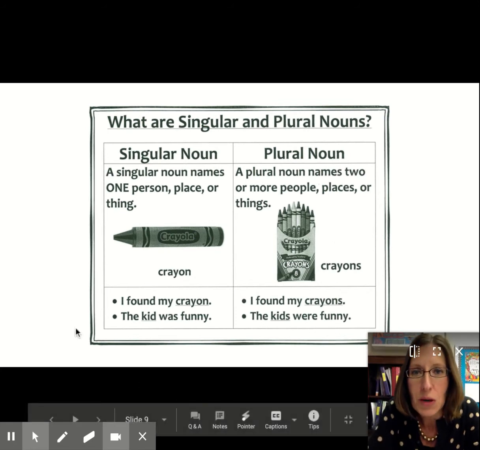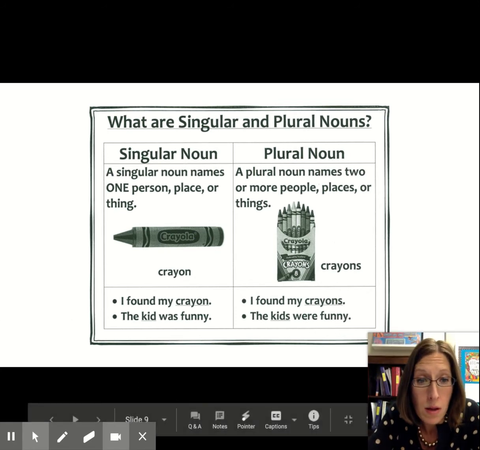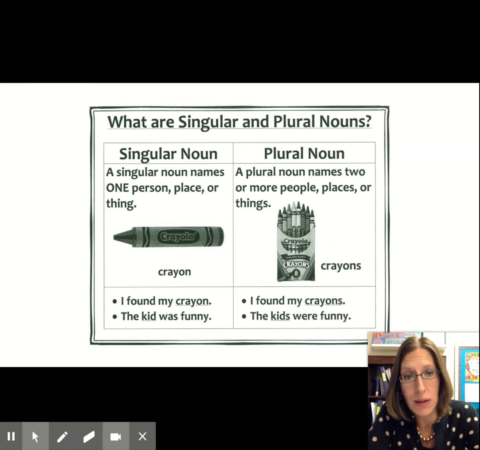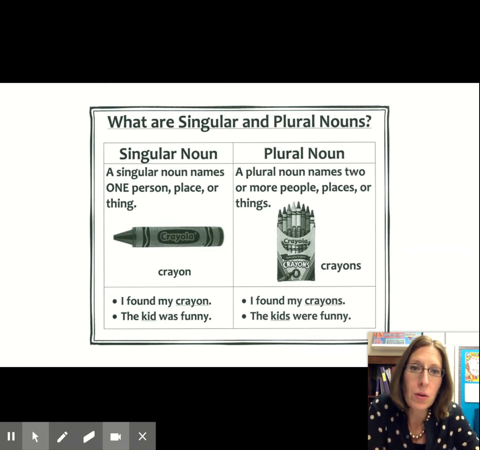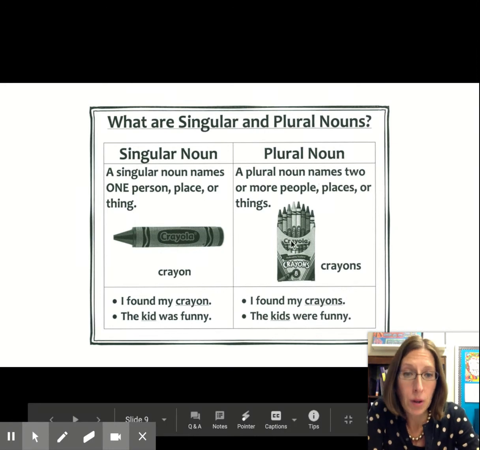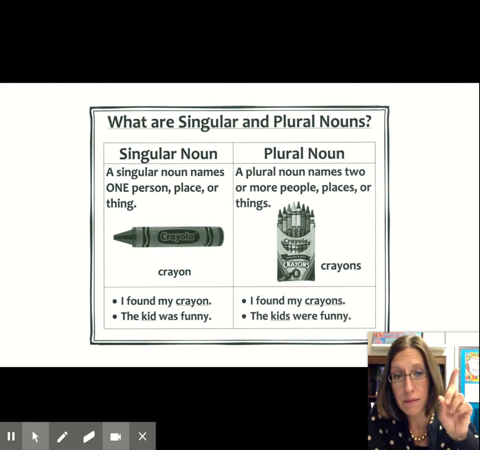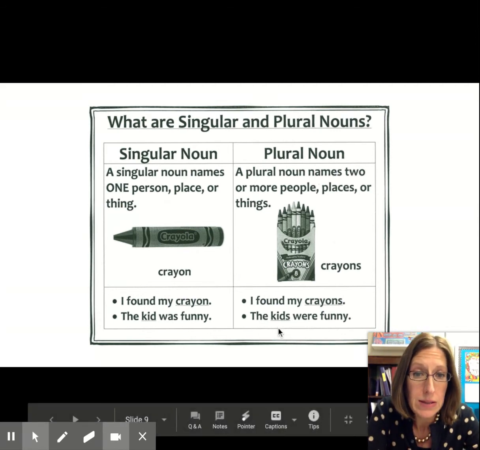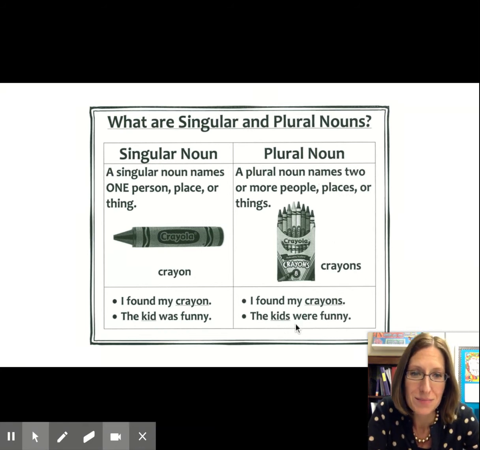Okay, so if you were talking about one crayon, we would just say crayon. But if you had more than one crayon, if you had two or more, you would add an S and make it plural. So a plural noun names two or more people, places, or things. So here's singular, crayon, plural, crayons. Or another example, kid. Like, the kid was funny, that means one, singular. Or if there were two or more, you could say the kids were funny, and we add an S.